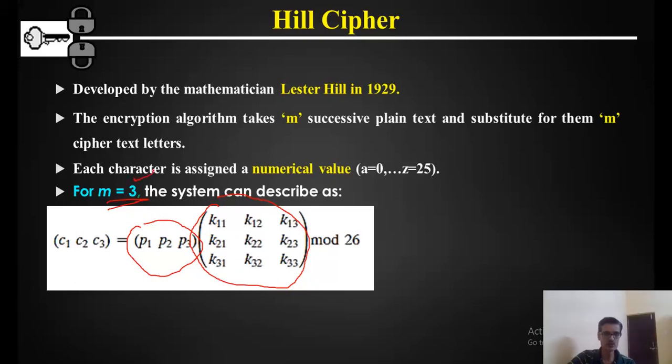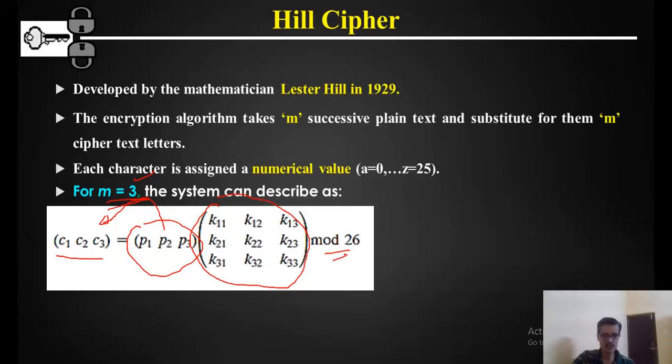If I consider m equal to 2, in that case we have to consider a key matrix that is 2 cross 2. Finally, we have to take mod 26, because I said we are going to replace m number of plain text letters by an equivalent m number of cipher text letters. So P1, P2, P3 are replaced by C1, C2, C3, which should be alphabets. Whatever numbers you get through this mathematical multiplication, we have to replace by the equivalent alphabet. That's why we take mod 26 here.